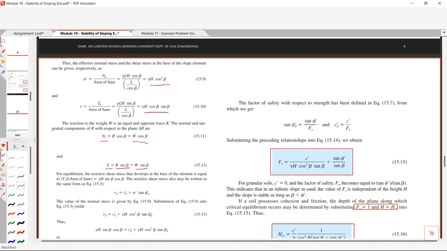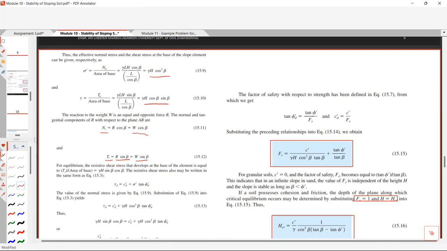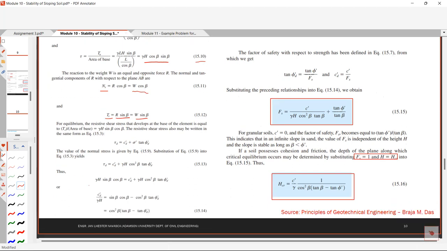Then, if we substitute the shear stress, T sub D, using this 15.10, basically we substitute 15.9 and 15.10 into this equation. So we have here gamma H sine beta cosine beta is equal to C sub D plus gamma H cosine squared beta tangent phi sub D. So we can rewrite this equation. Factor out C sub D over gamma H. Therefore we have sine beta cosine beta minus cosine squared beta tangent phi sub D. I just separated everything with trigonometric properties of beta and phi sub D.